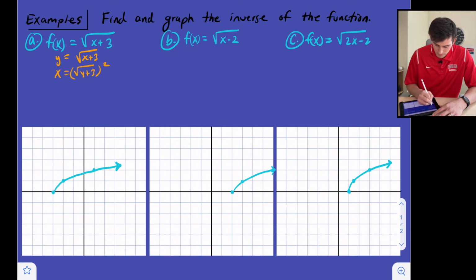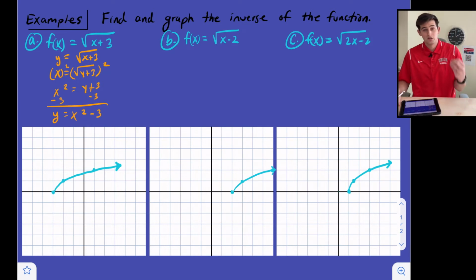So when we get to this point, we're going to square both sides to get rid of the radical. So we get x squared equals y plus 3, and now we can subtract 3 to get our final equation. So this would be y equals x squared minus 3. And once we go to graph this, we know this is a quadratic, so it's going to be a parabola.